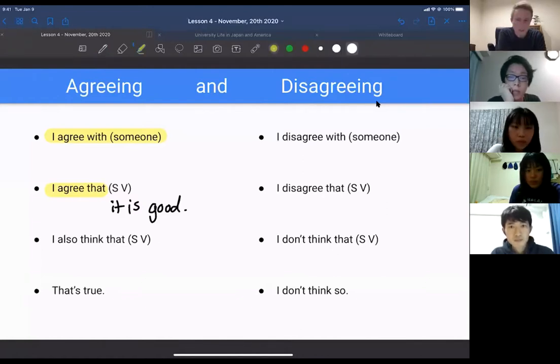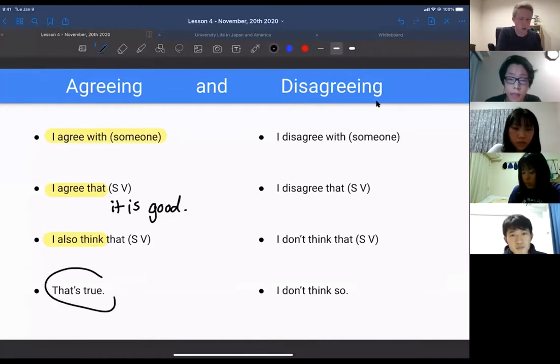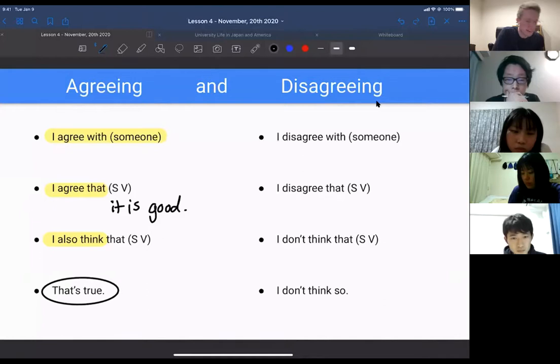Some other easy ones are like "I also think." This one's so easy. I also think that it is good. And a simple phrase, "That's true." It's a very simple phrase. I wonder if I can make a circle. Ooh, crazy circle. Okay, that's true.